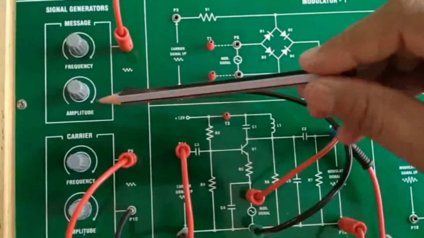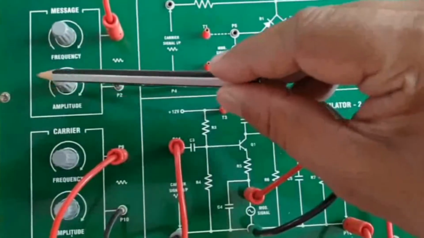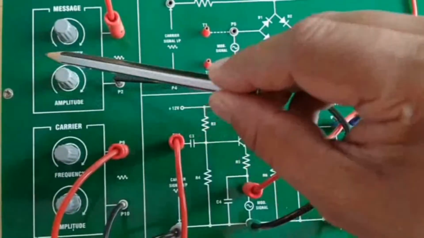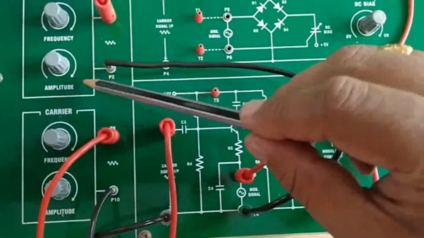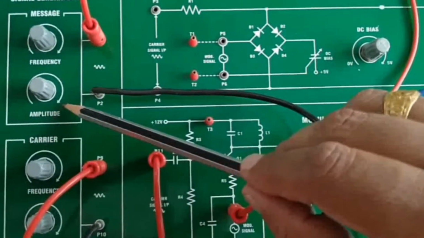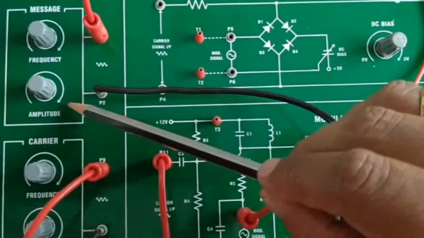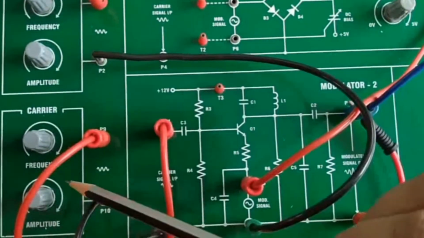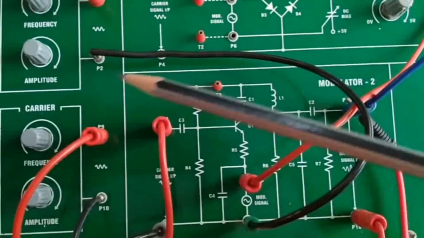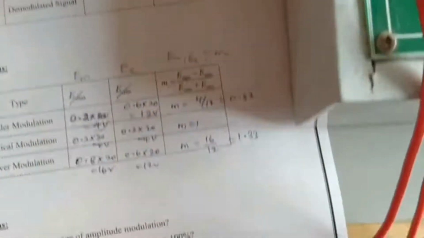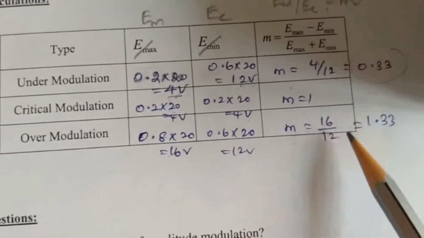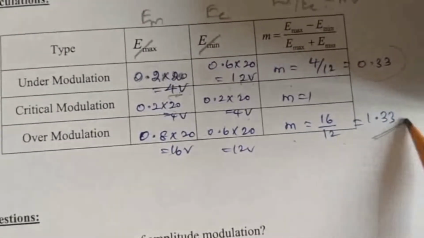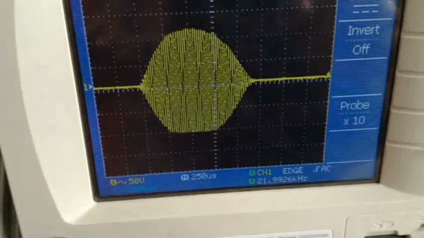Now for over modulation, I am going to adjust the amplitude of the message signal, and this message signal amplitude must be high when compared to the carrier signal, right? In this case, I am going to fix 16 volt for the amplitude of the message signal and 12 volt for the amplitude of the carrier signal, right? If you calculate the modulation index, M is equal to 16 by 12, which is equal to 1.33. So it is greater than 1, right? The waveform will be like this, right?